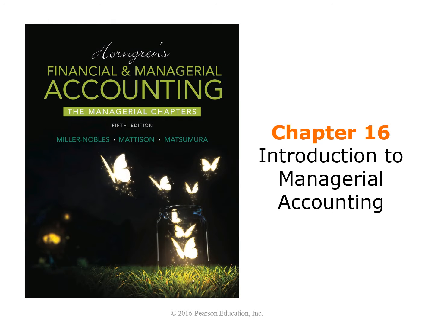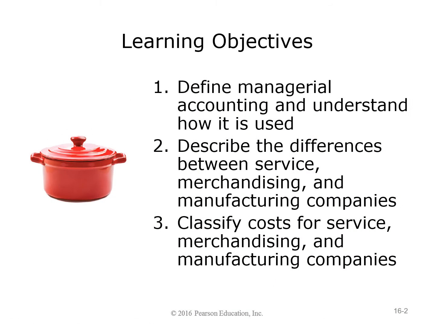Chapter 16 is Introduction to Managerial Accounting. The main learning objectives of that chapter: first, to define what we mean by managerial accounting and understand how it is used. Second, to describe the main differences between service, merchandising, and manufacturing companies. Third, to classify costs for service, merchandising, and manufacturing companies.